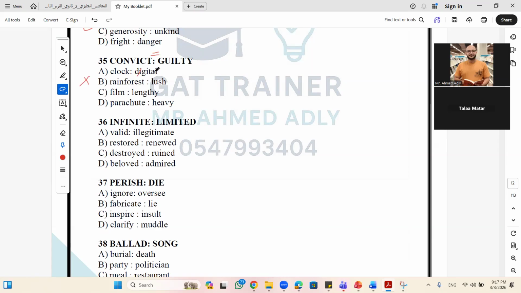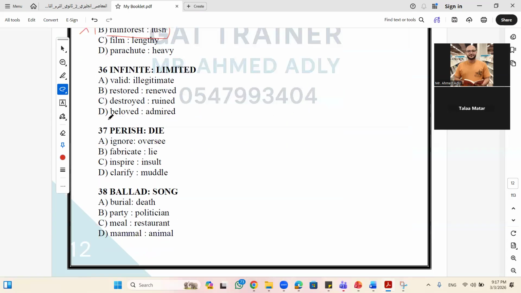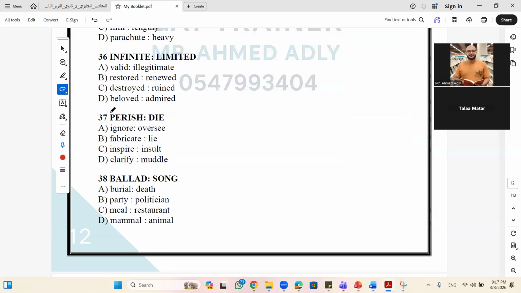Film and lengthy? Why are you choosing every incorrect answer? It is rainforest and lush. Lush means has a lot of vegetation. All right. Write it down, please. Lush greenery and cultivated fields. This is a rainforest. All right, 36.